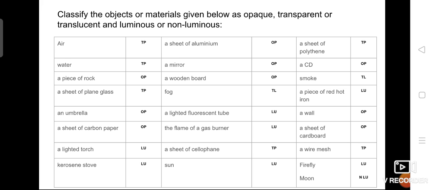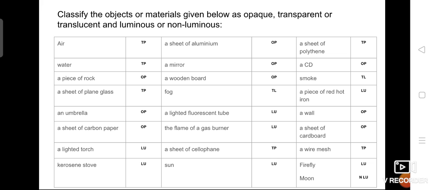Then firefly, what do you mean by firefly? Minmini puchi, isn't it? That is also one of the natural luminous objects. I already told one more natural luminous object before itself. What is that one? Sun. Another one is firefly. It's a natural luminous object. What about moon? Moon is not a luminous object. It is a non-luminous object. Why? Because it won't produce light. It will reflect the light of the sun. So it is a non-luminous object.